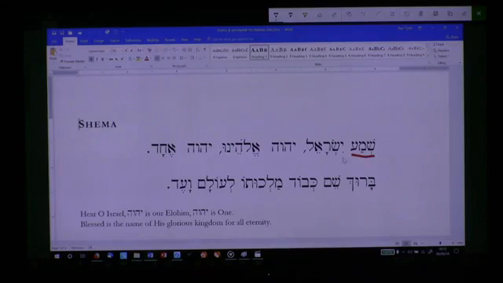Shema, you can repeat it with me. Shema Yisrael Yahweh Eloheinu Yahweh Echad. Then this would be at a reduced volume. Baruch Shem Kavod Malkuto Leolam Va'ed.